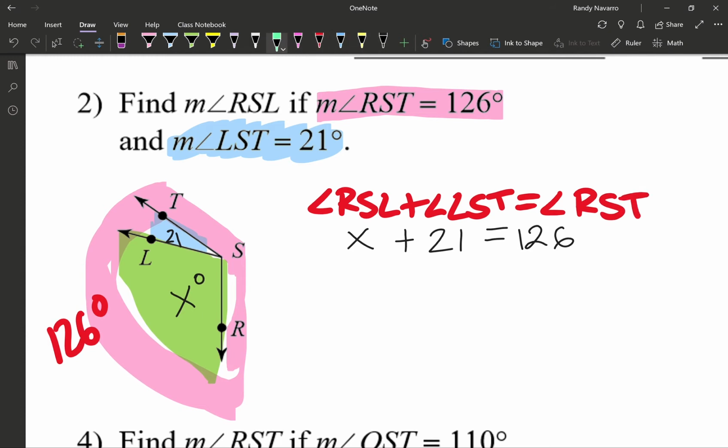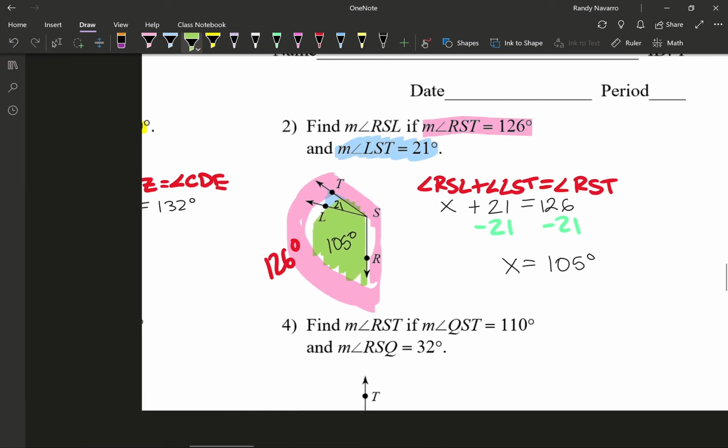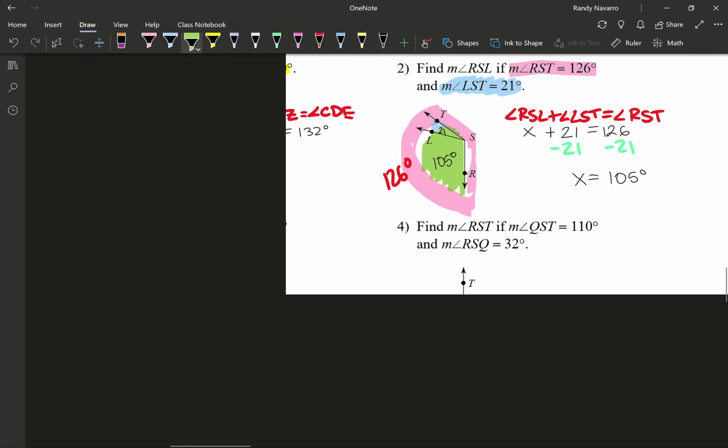All right, so we need that. That lets me know how to set it up, if you know how to name an angle right. It gives me so much in one little line. And we could easily figure out that X is 105 degrees. This guy right here, this green angle, that green slice of pizza, is 105 degrees. All right, try number 3 and 4.